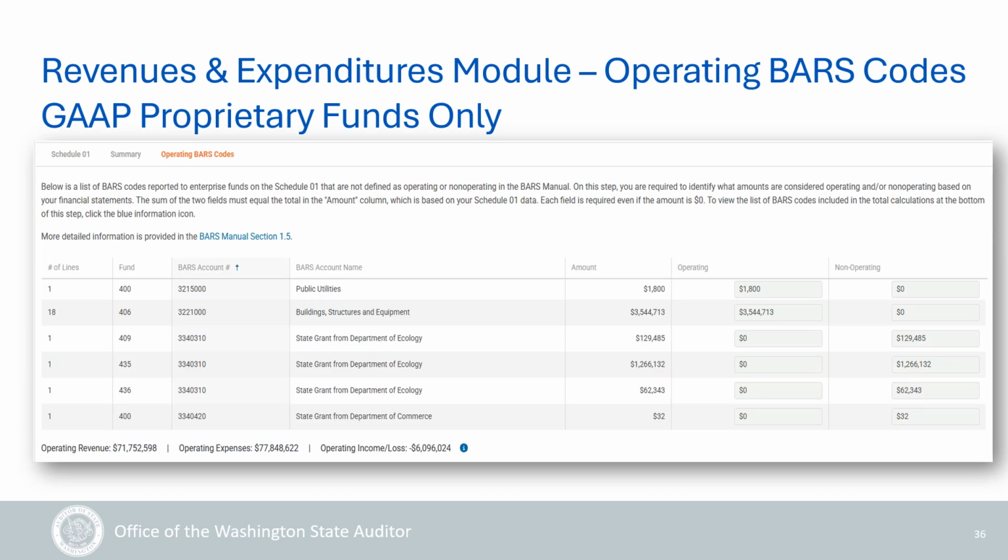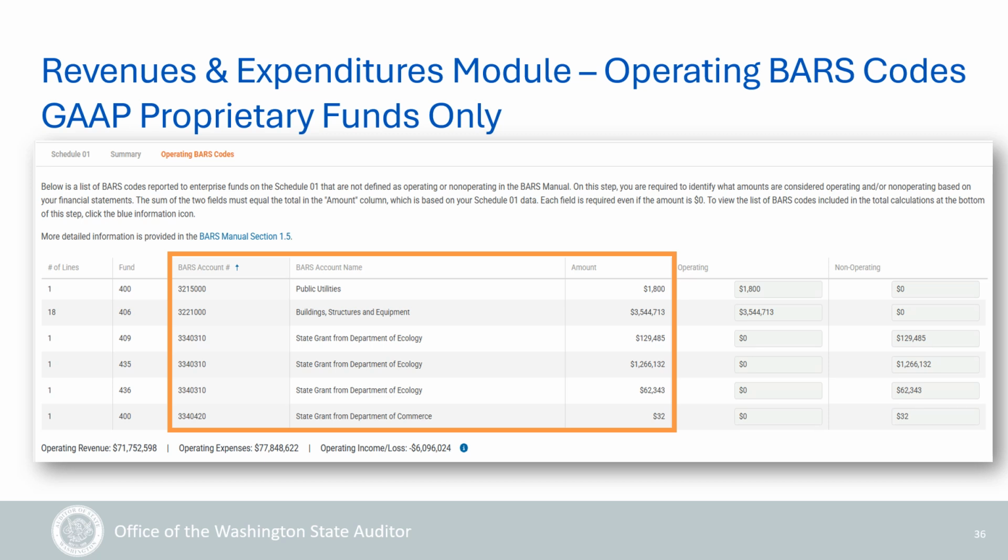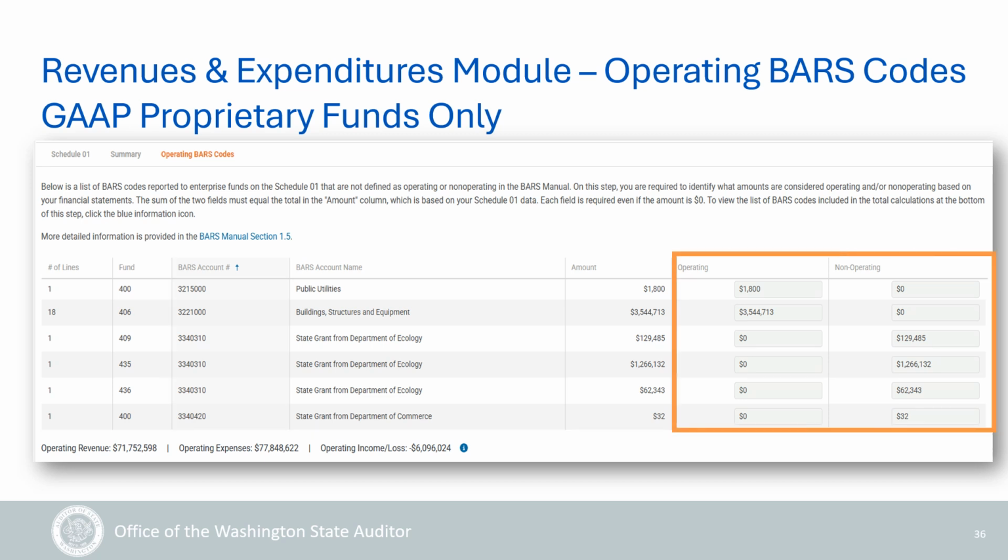There is an additional step within the Revenues and Expenditures module that is only applicable if you are reporting enterprise funds on the Schedule 01. This step lists BARS codes reported in those enterprise funds that are not defined as operating or non-operating in the BARS manual. For those codes, you are required to identify what amounts are considered operating and or non-operating based on your financial statements. The sum of the two fields must equal the total in the amount column. The amount in the amounts column is directly pulled from the Schedule 01.